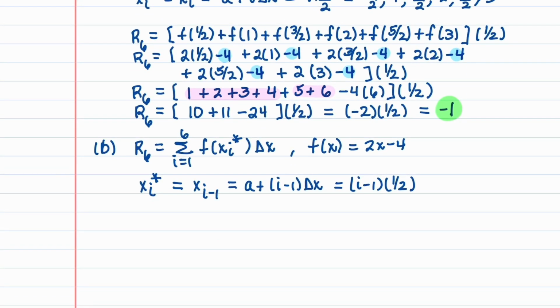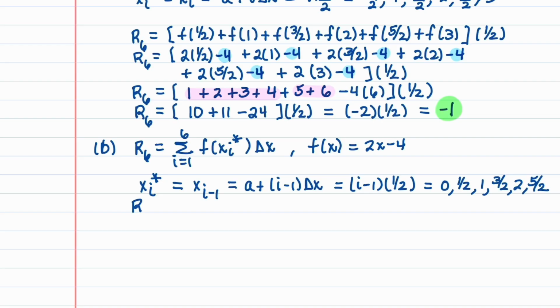Let's now write down what these endpoints are. We're going to start with i equals 1, so that gives us 0. And then we have 1/2, 1, 3/2, 2, and 5/2. We'll squish it in there.